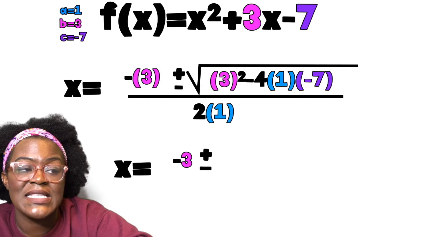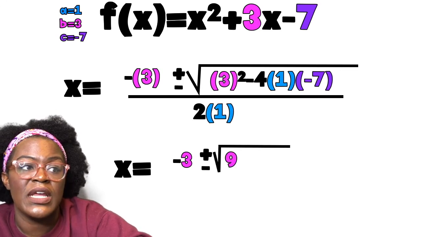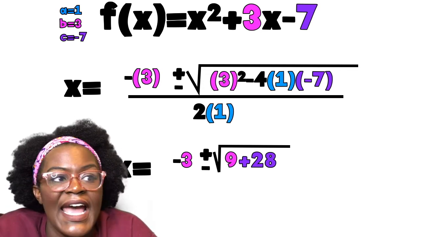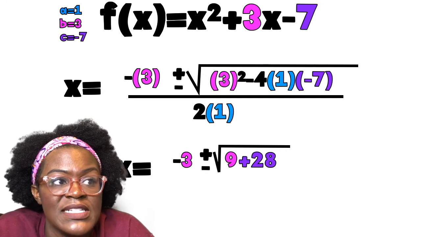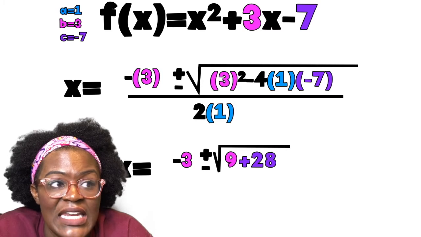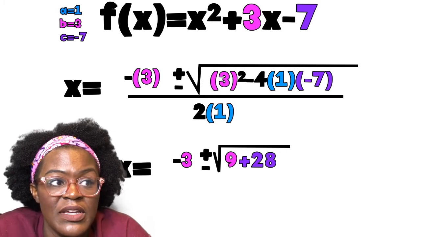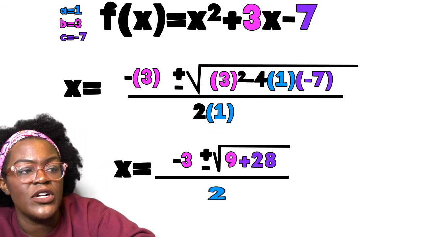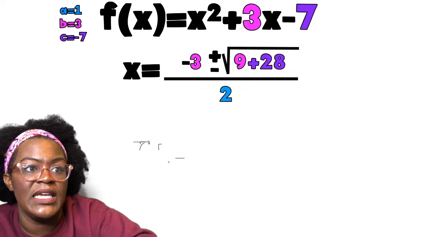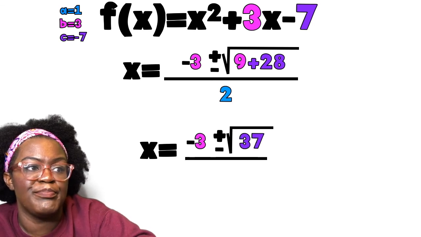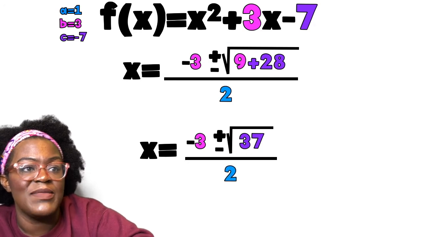Plus or minus the square root of 9 plus 28. So 3 squared is 9, and negative 4, the black negative 4, times 1 times negative 7 equals a positive 28. So now I change that sign in between, that's in front of the 4, to be a plus instead of a minus. So 9 plus 28 over 2. So 9 plus 28 is going to give us 37 over 2. And that's actually going to be my final answer.